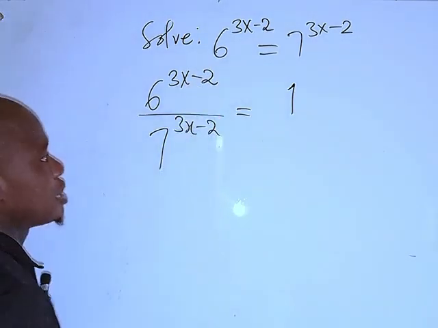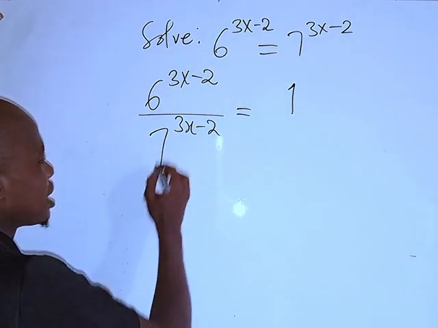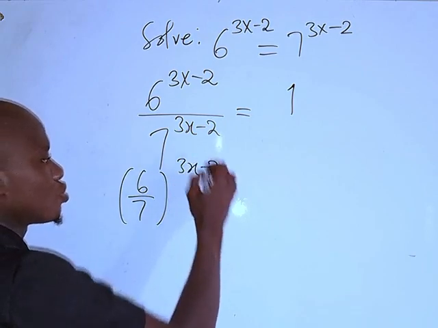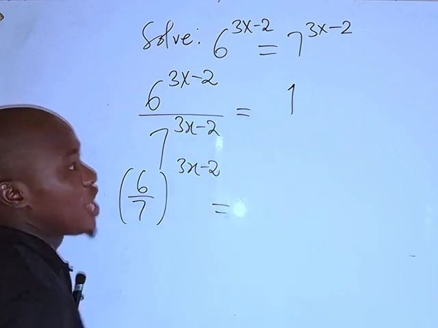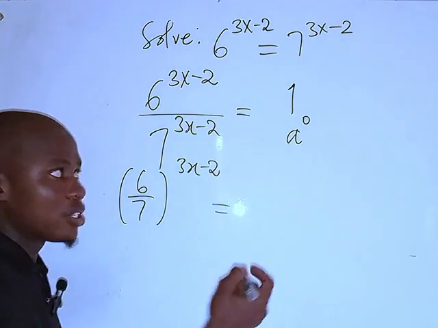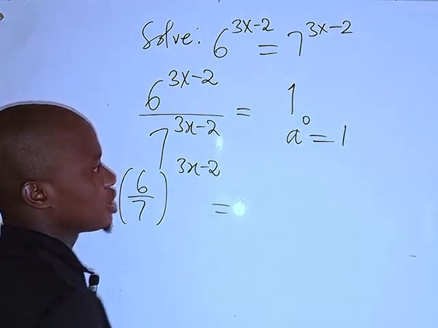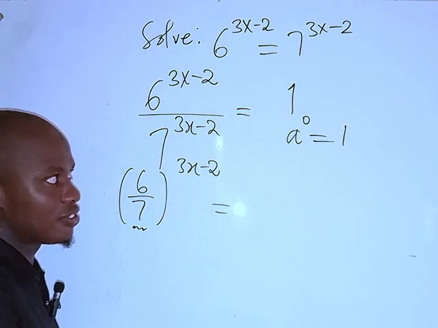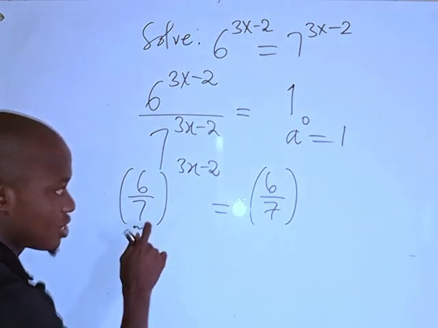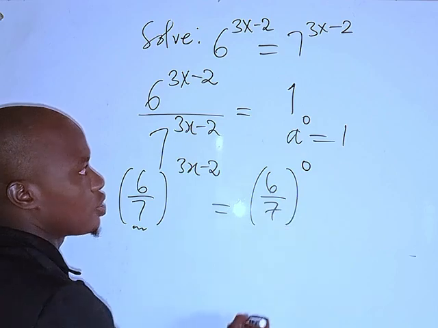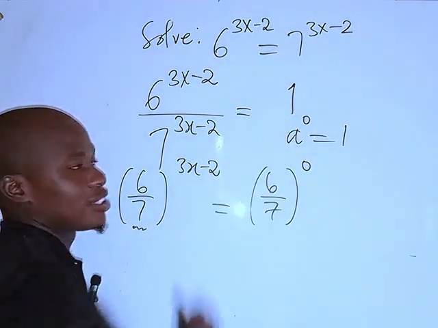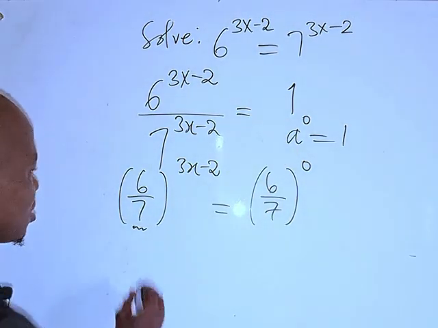Since the powers are the same, we can write this as 6 over 7 to the power of 3x minus 2, equals 1. And you know that from the law of indices, when a number is raised to 0, it will give us 1. And we have the base here to be 6 over 7. So definitely we can write 1 as 6 over 7 raised to the power of 0, so that 6 over 7 to the power of 0 gives us 1.